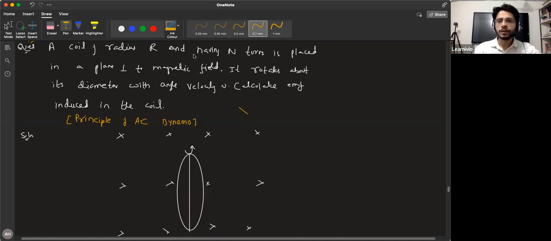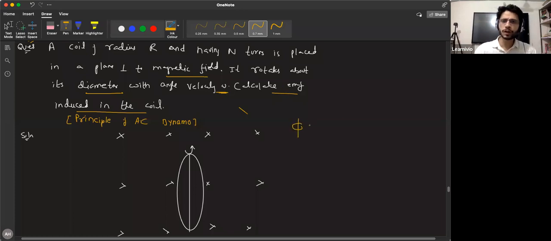So you have a coil. This coil is rotating in a magnetic field. It rotates about its diameter with an angular velocity omega. You have to calculate EMF induced in the coil. So EMF will induce in the coil only if the flux linked with the coil changes. This is Faraday's law.